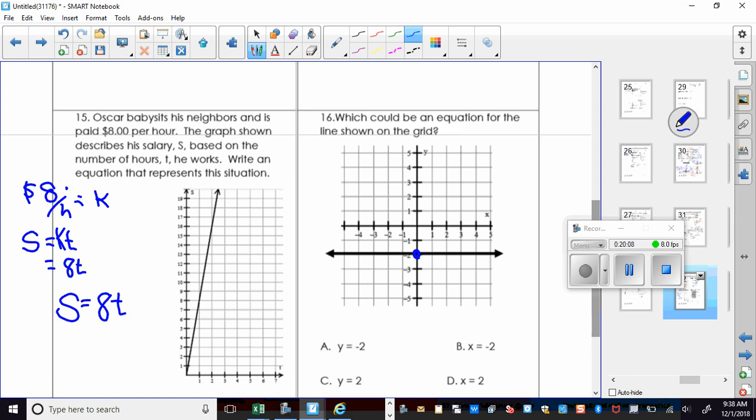Which could be an equation for the line shown on the grid? Here I have y equals -2. This is a horizontal line, so y equals -2, sorry. Horizontal line.